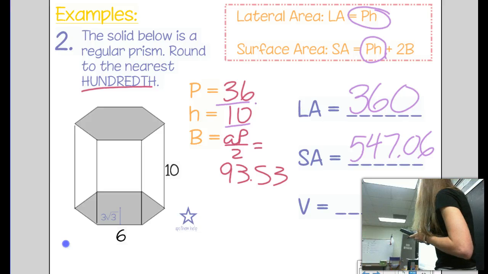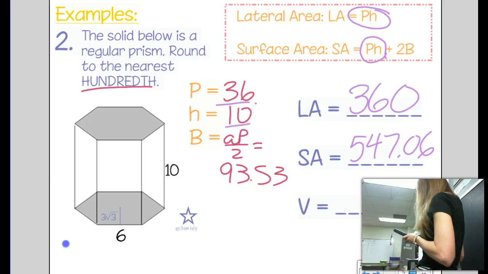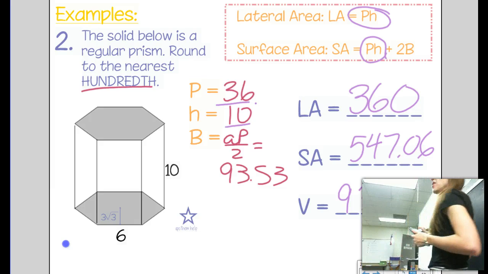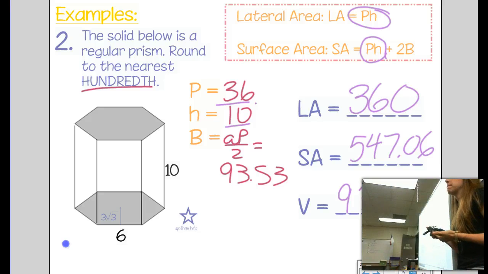And volume. Kendall, what'd you get for volume? Base times height. 900. Yep, you just move the decimal place over. That's what happens when you multiply things by 10. 935.3. We don't have units. We haven't had units this whole problem, so you don't have to put units.